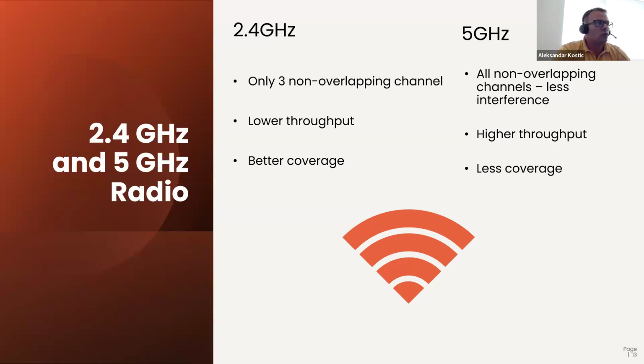Okay, so this is a quick comparison between 2.4 and 5 gigahertz. Just to summarize, 2.4 gigahertz has only 3 non-overlapping channels, and when I'm speaking about non-overlapping channels, I mean channels with 20 megahertz channel width.